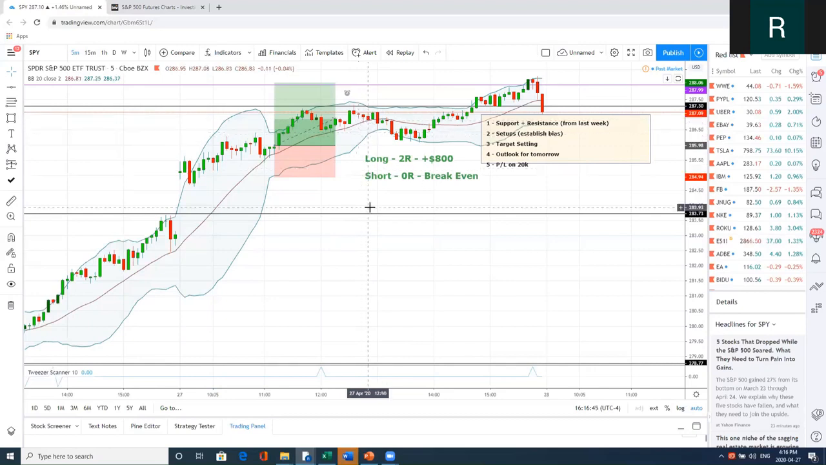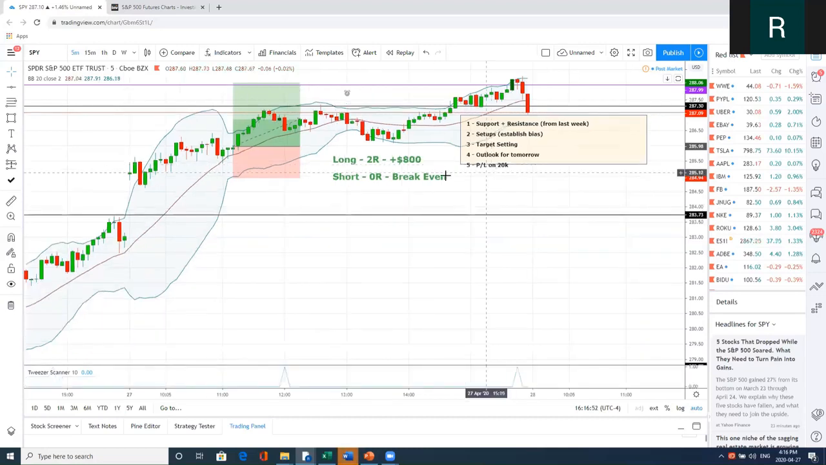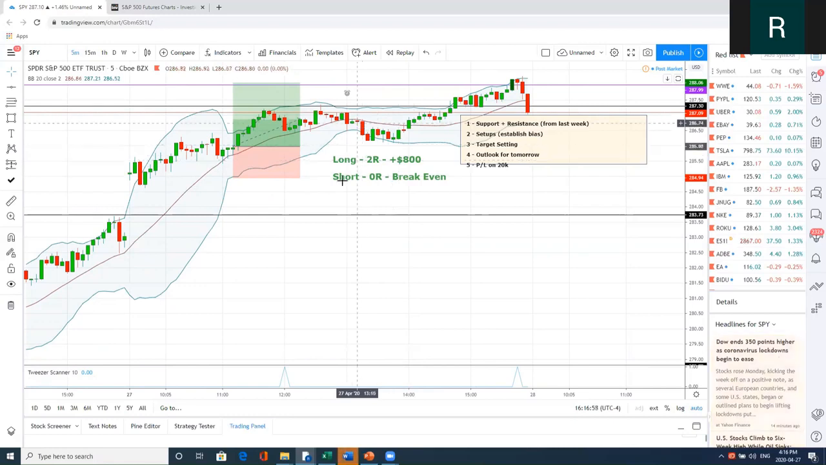So overall on the day, if we're looking at a P&L, what it would be. If we're using $20,000 as a starting balance and we're risking 1 to 2% of our account with this long, that's easily $800 for a 2R. And then for the short, I'm going to have a break even, though you could have made a 1. I'm just going to be conservative.